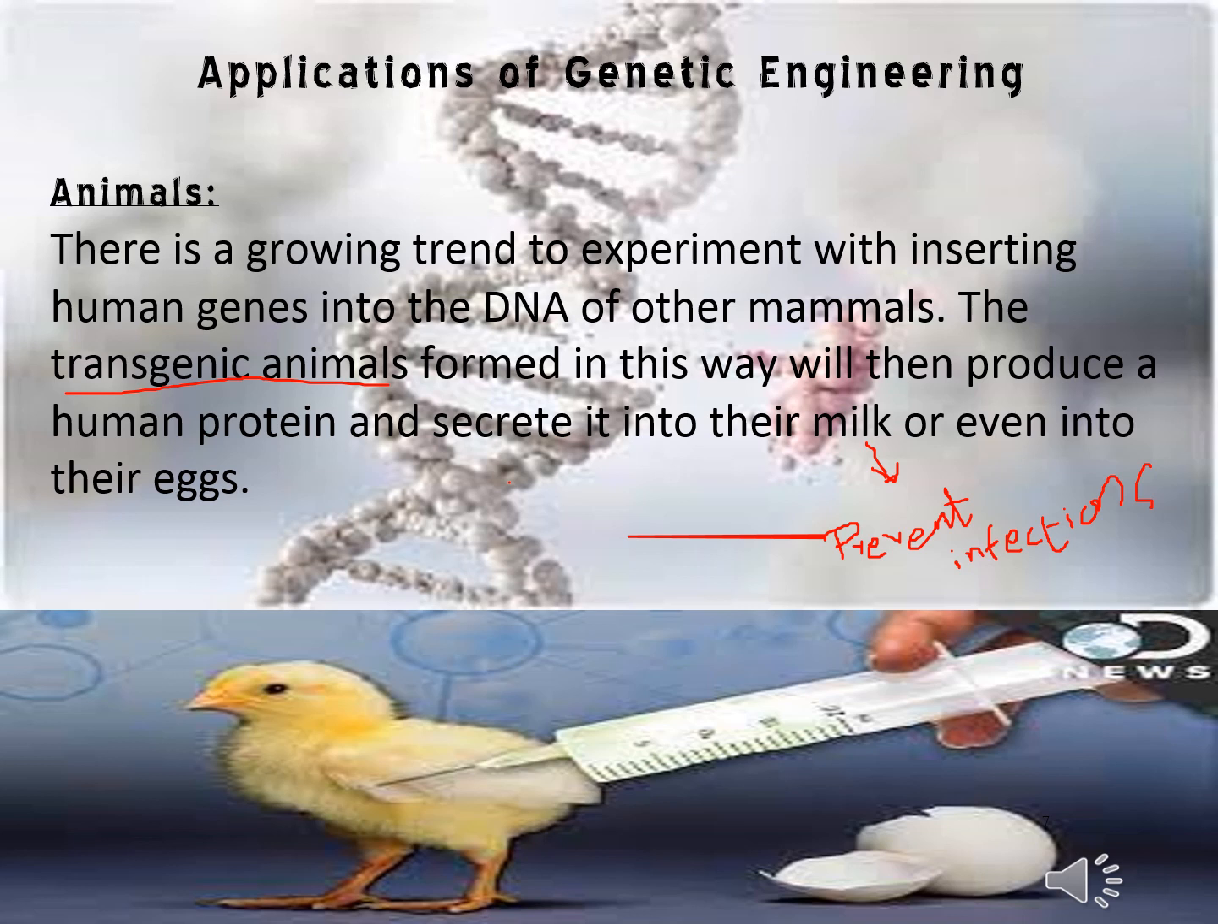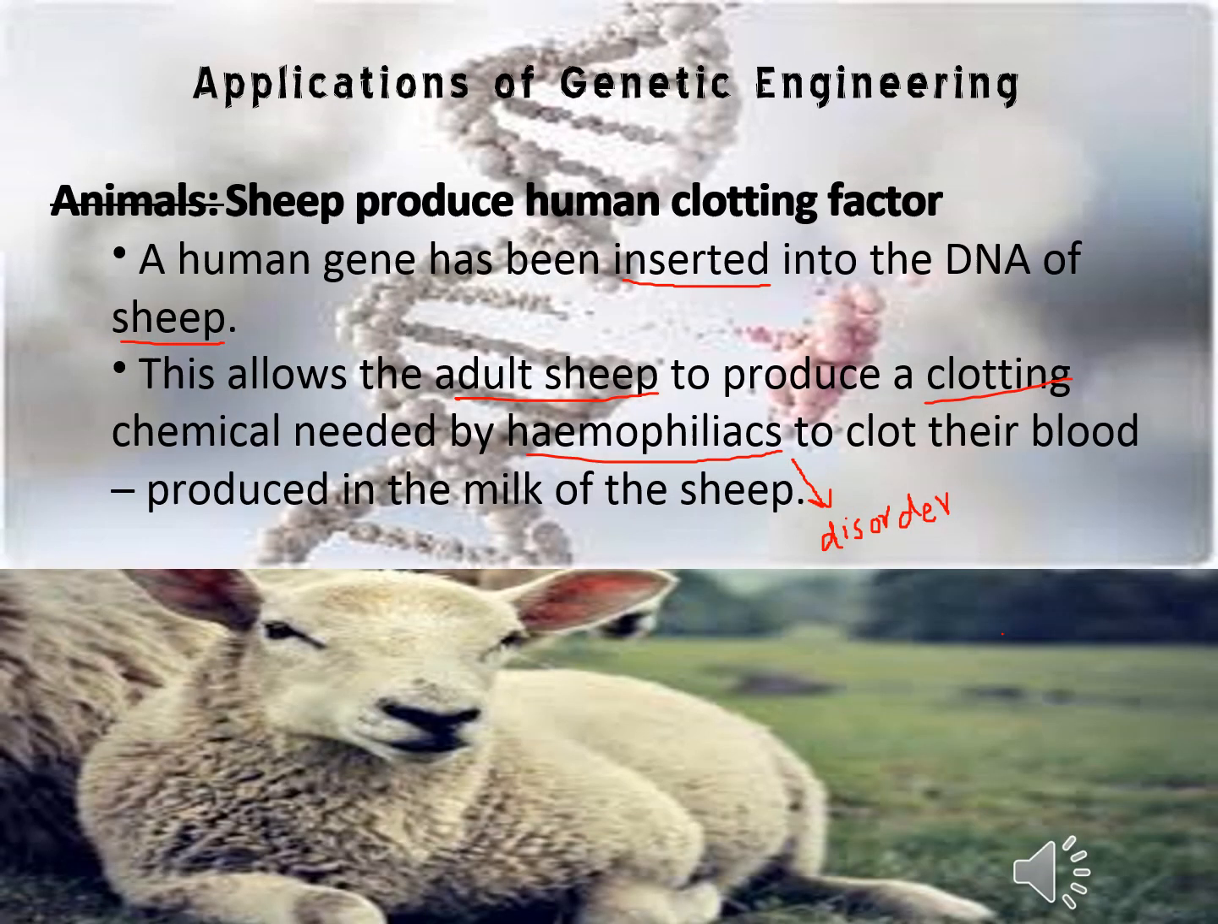Genetic engineering in animals. Transgenic animals are becoming more important to our food supply. There is a growing trend to experiment with inserting human genes into the DNA of other mammals. The transgenic animals formed in this way will then produce the human proteins and secrete them into their milk or even into their eggs. Milk prevents infections in young children who drink it. Sheep produce human clotting factor.